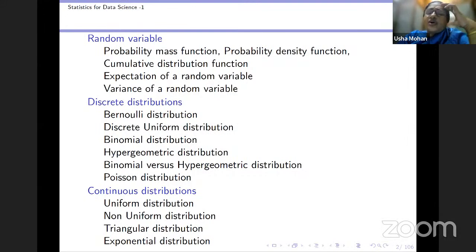Okay, I should have talked about geometric distribution, but since I did not talk about the geometric distribution, I don't think I will justify the term hypergeometric here.